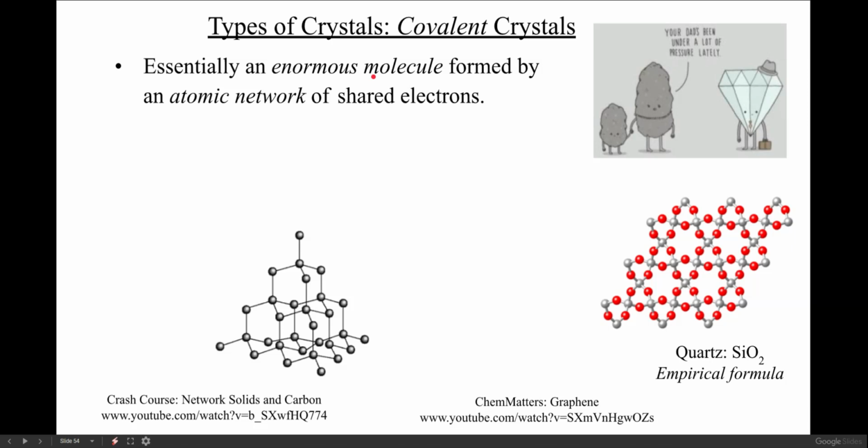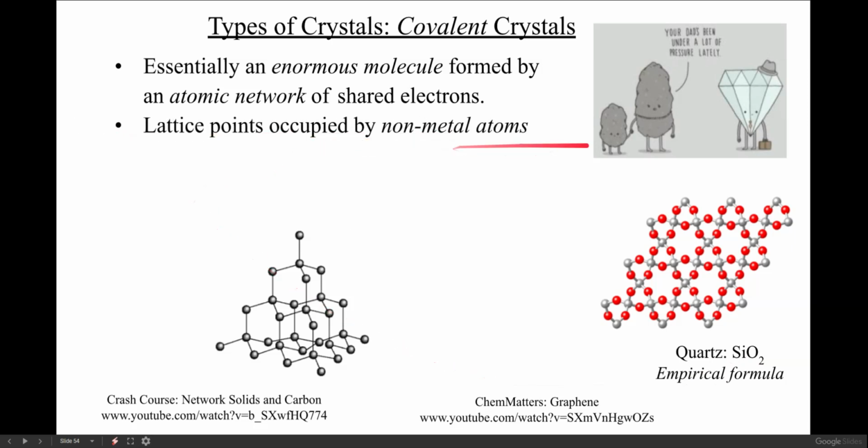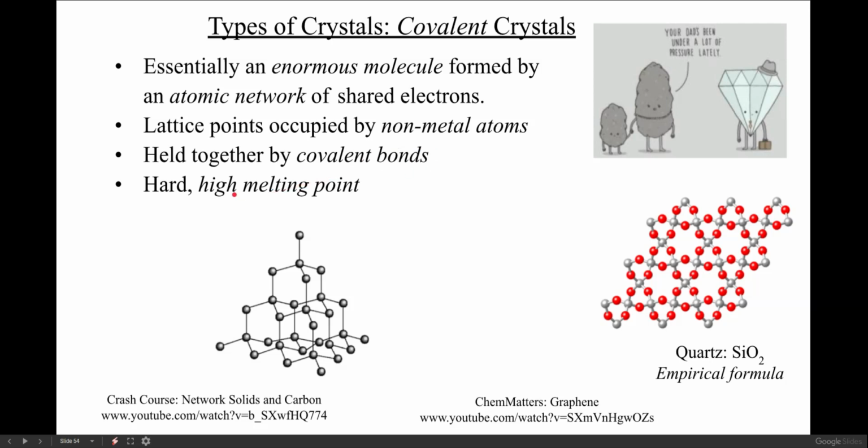And so it grows bigger and bigger. So there's not a formula that we would give that would be a molecular formula. So when we say SiO2, that's again the empirical formula, just the base ratio. So the lattice points are going to be non-metals because those are the ones that covalently bond. They're held together by covalent bonds. And unlike molecules, these have high melting points.